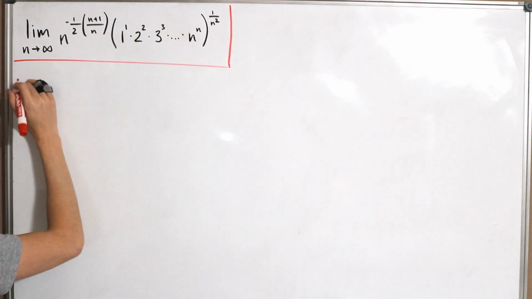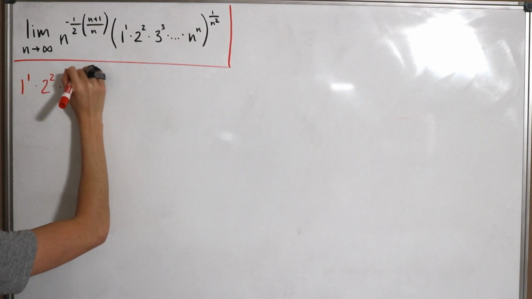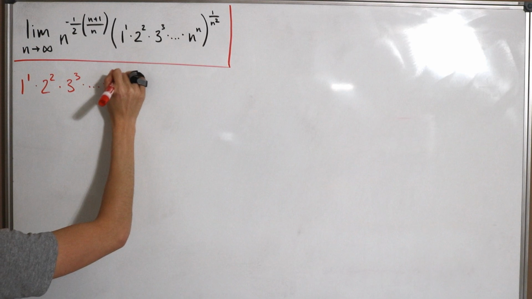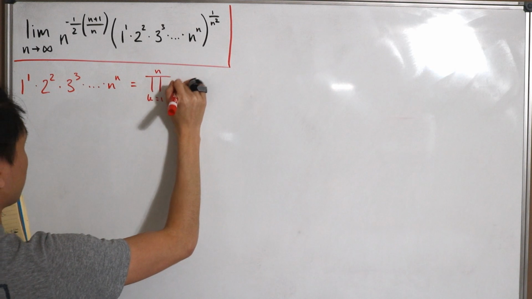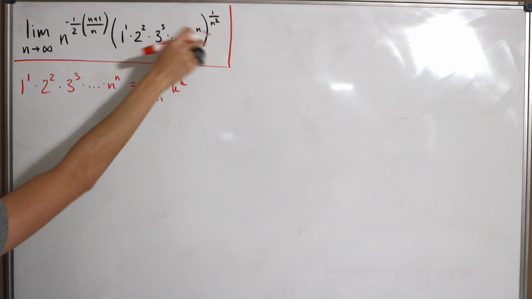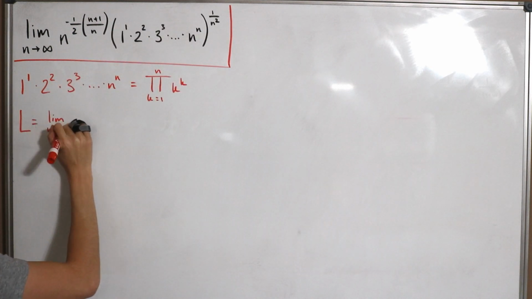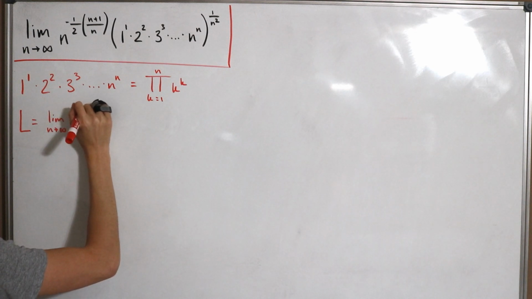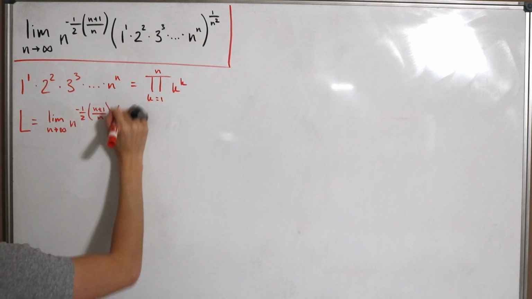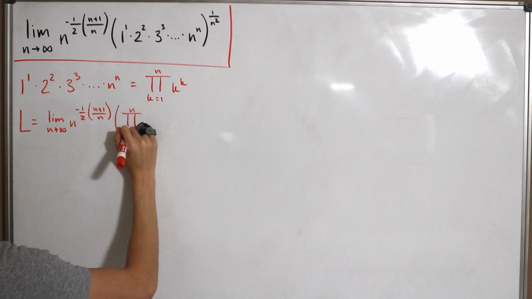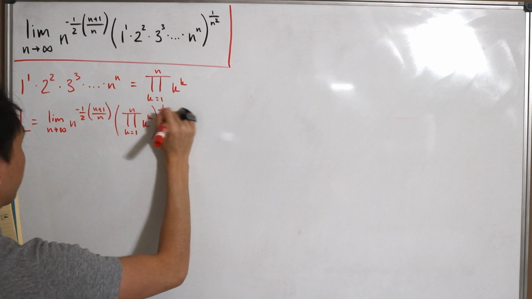Worth noting that this expression is the product expansion 1 to the power 1 times 2 to the power 2 times 3 to the power 3, all the way up to n to the power n. We see that this partial product series is written as the product from k equals 1 to n of k to the power k. If we call this entire limit L, then we can substitute this back in and say the limit as n approaches infinity of n to the -1/2, then (n plus 1) divided by n, that's the exponent. Then this entire thing is filled with the partial product series, k to the power k, and then its exponent of 1 divided by n squared.